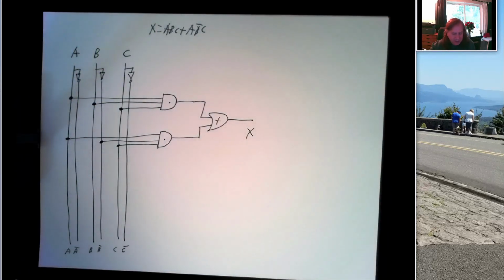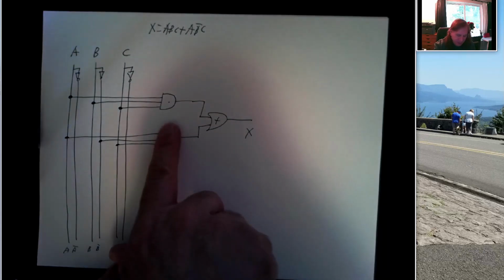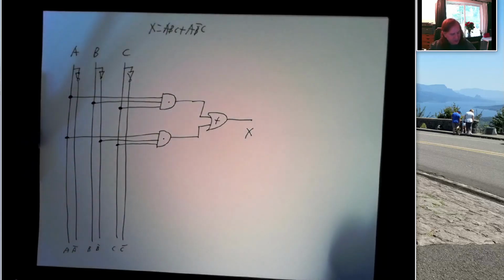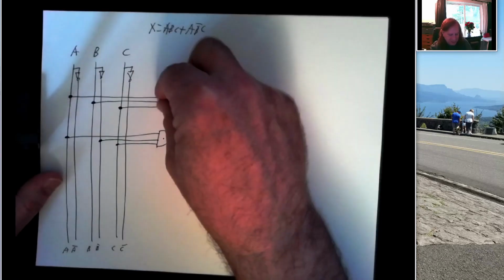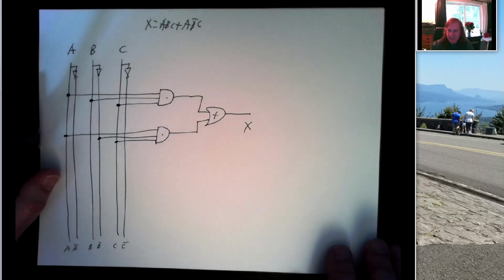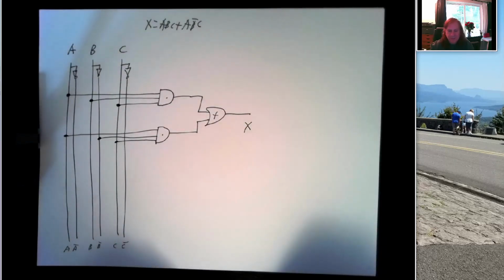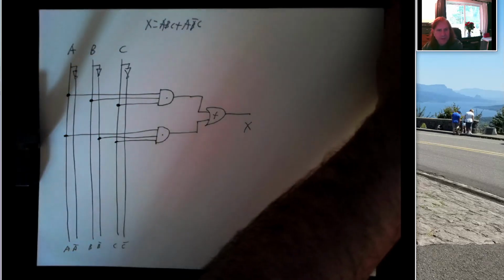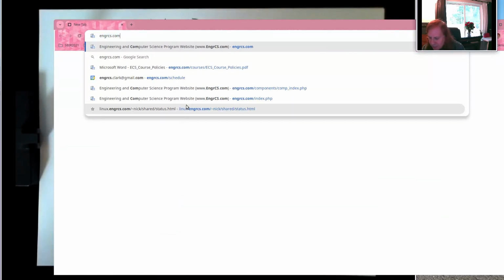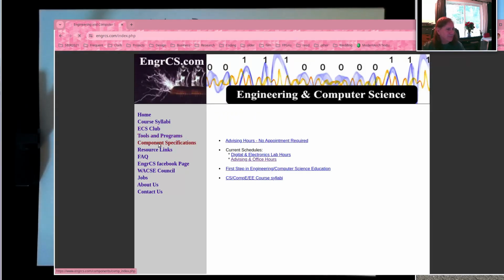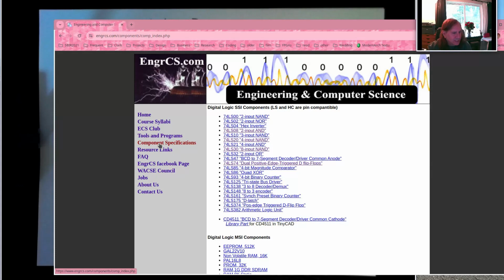All right, so this is a good logic diagram. But to actually make a wiring diagram that somebody could use to turn this into a working circuit, we need to do a few other things. So, this is supposed to be an AND gate, but we don't find these little semicircular things with dots in the middle in our parts box. What we find is chips, integrated circuits. So we're going to go back to engrcs.com, and we're going to go over to component specifications, and we're going to look for something like a 3-input AND gate. Well, there's a 2-input AND gate, there's a 4-input AND gate, there's a 3-input NAND gate.